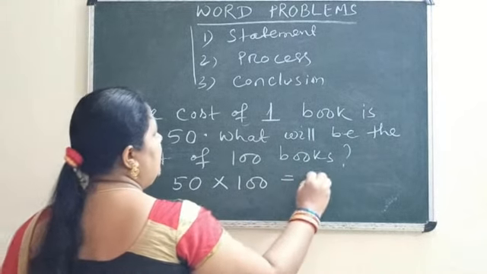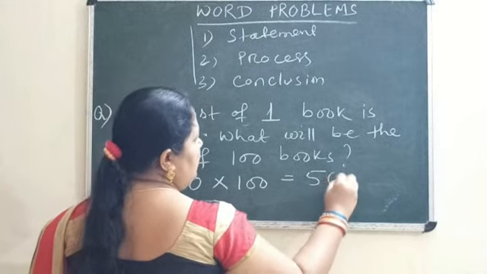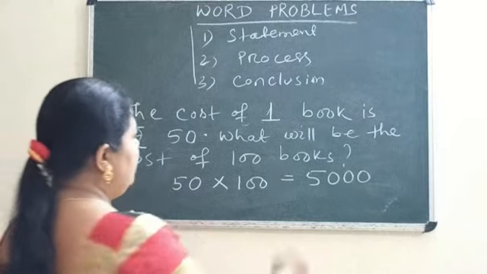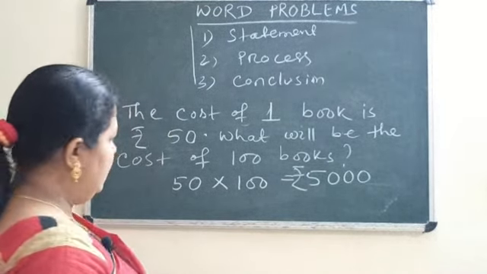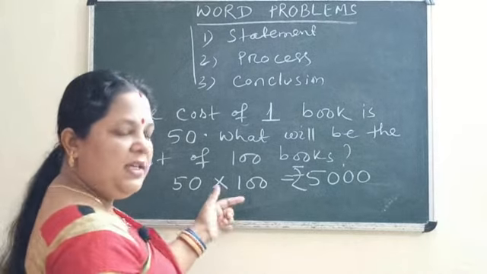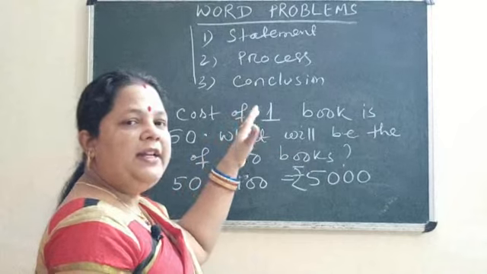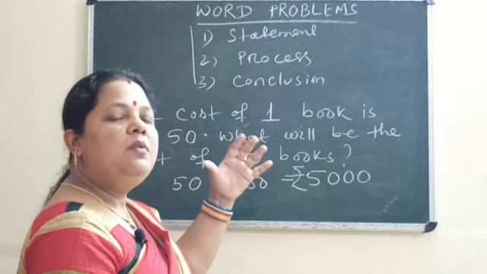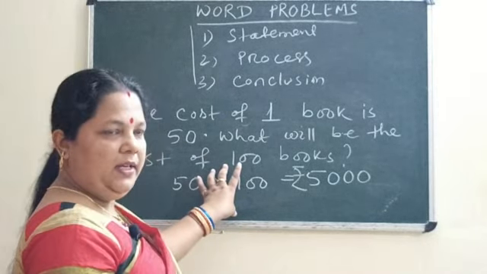Clear? So cost of one book is how much? 50. We are going to find out the cost of 100 books. Then what to do? Simply 5 ones are 5. Here 1 zero, here 2 zeros. Add all the zeros along with the number. Then this will be the cost of 100 books. Clear? Then you can ask why we are multiplying? Because the value of 1 is already given and we are going to find out the value of more books. That is why we are multiplying here.